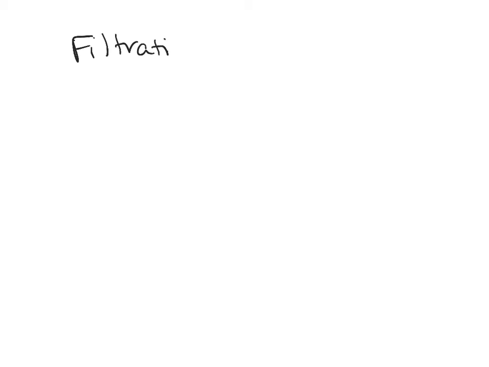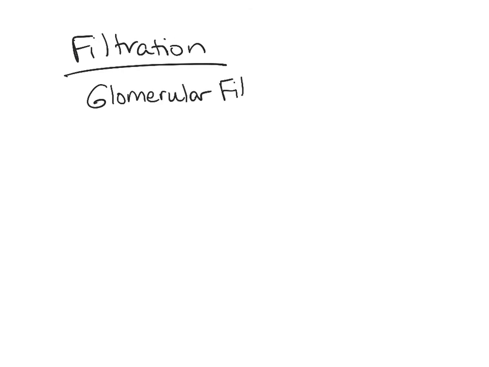And what I told you before was that filtration is due to hydrostatic pressure from the heart beating, and it causes fluid and ions and small molecules to be filtered across the glomerular capillaries. When we're talking about filtration in the glomerular capillaries, we call it glomerular filtration. We've seen filtration before when we were talking about regular capillaries in the body, but now we're going to talk about glomerular filtration.